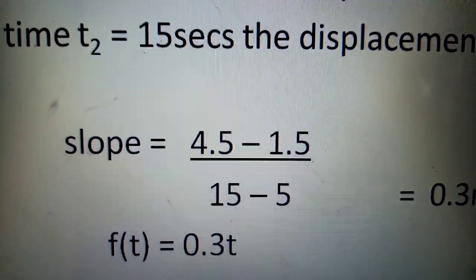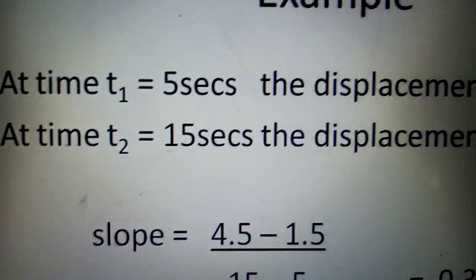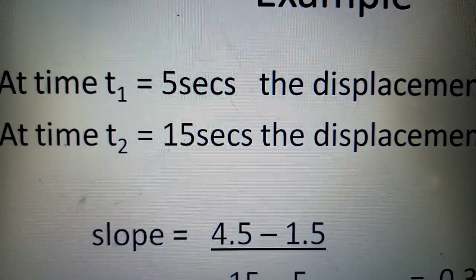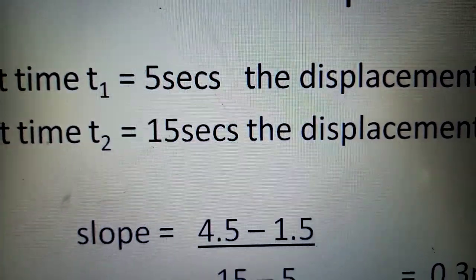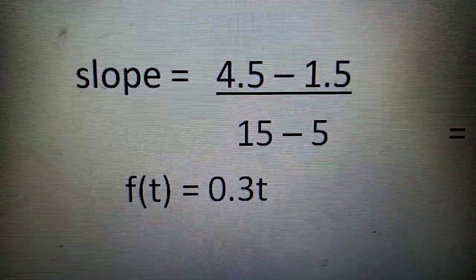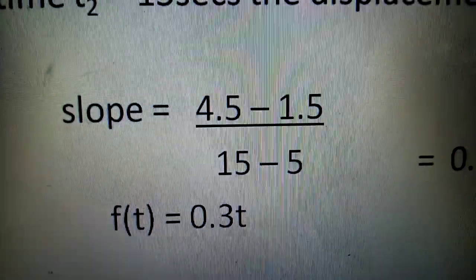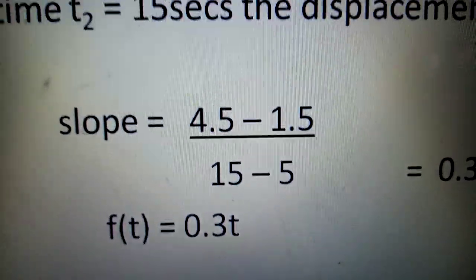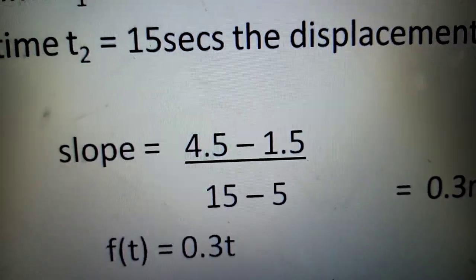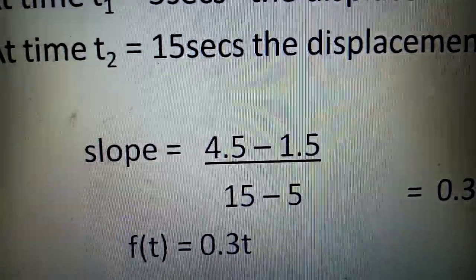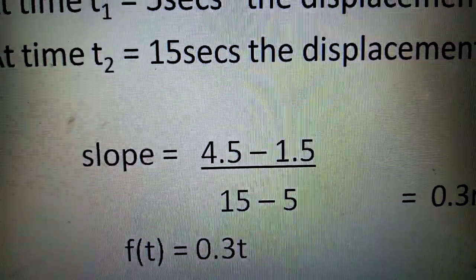What this can help us in is that if you want to know what will be the displacement of the body when time is t equals 20 seconds, we just multiply 0.3 by 20 seconds. So that will be 6 meters. So you can easily find the displacement of the body or what the time will be when we know one of the variables.